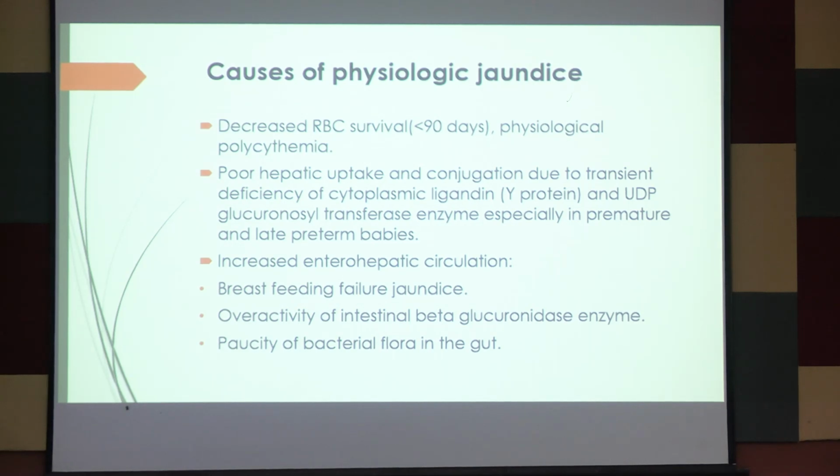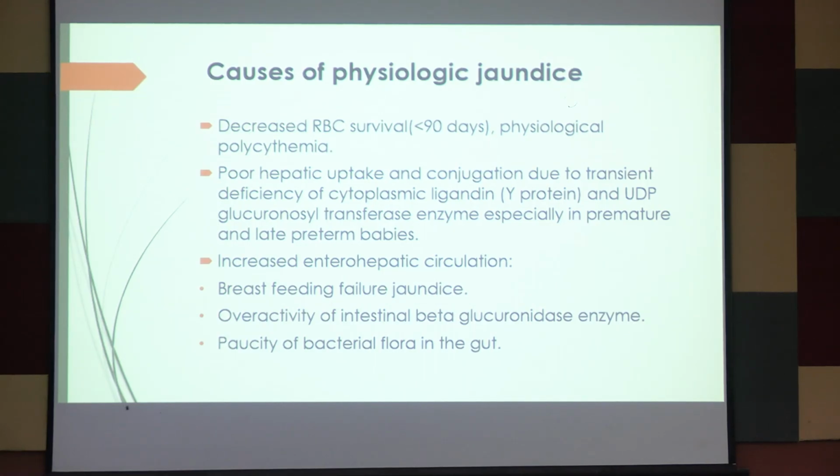First, total RBC volume is more in newborns, that is physiological polycythemia. So total RBC volume will be more, and RBC survival is decreased, less than 90 days. Normal survival of RBC is 120 days. So there is increased production and decreased survival, so there will be breakdown of RBC.